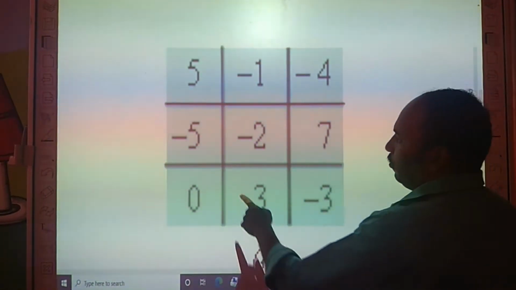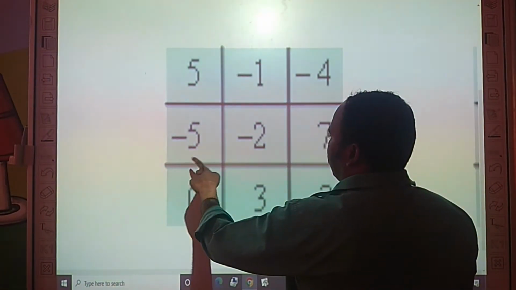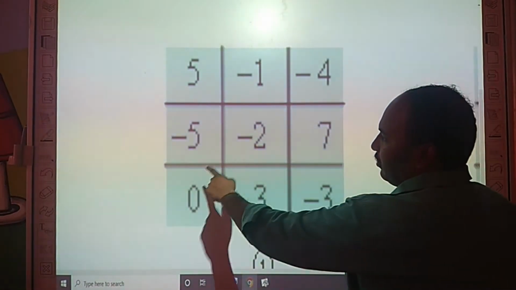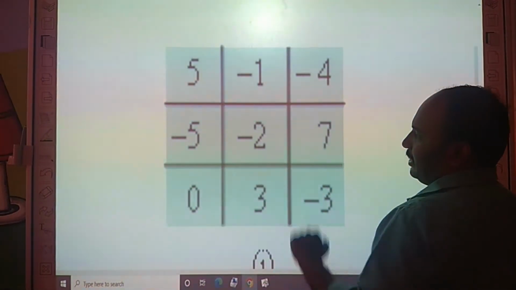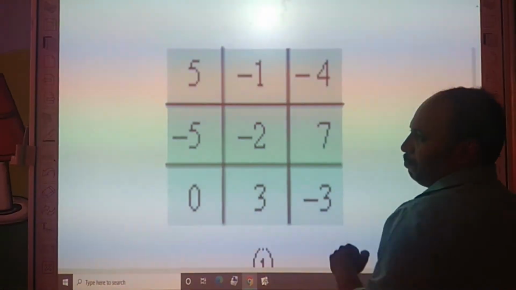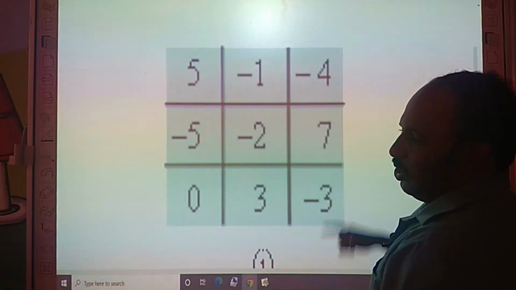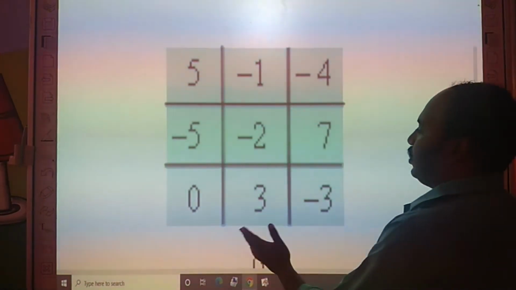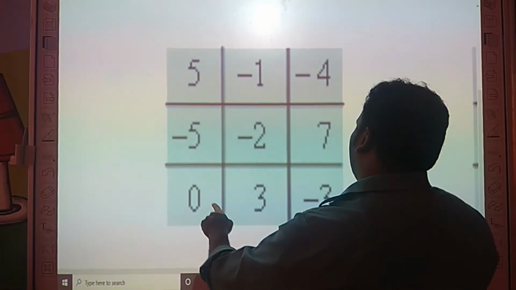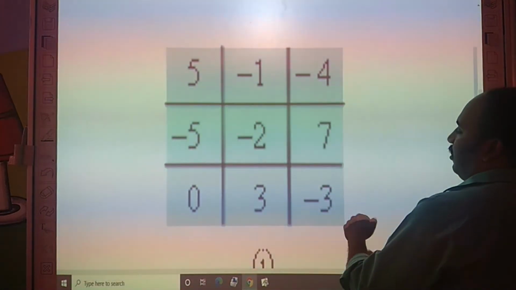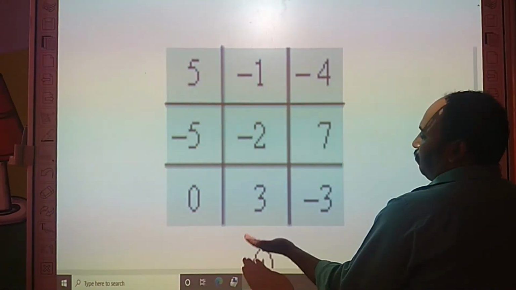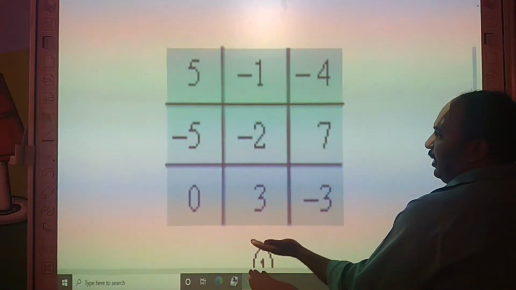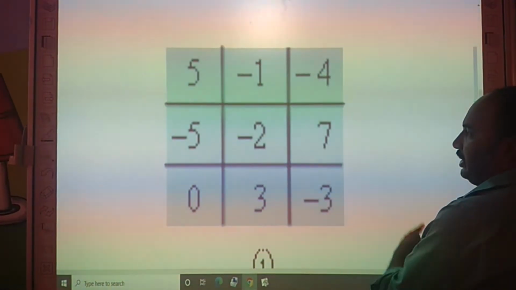The next one, second row. Minus 5 minus 2 is equal to minus 7. Minus 7 plus 7 is equal to 0. The second row is also 0. The next one, third row. 0 plus 3 and minus 3. Plus 3 minus 3 is equal to 0.